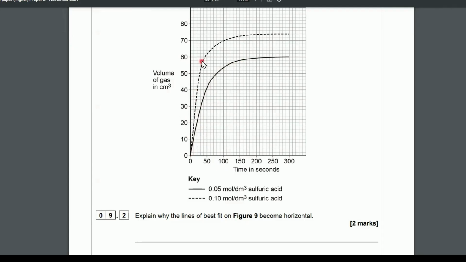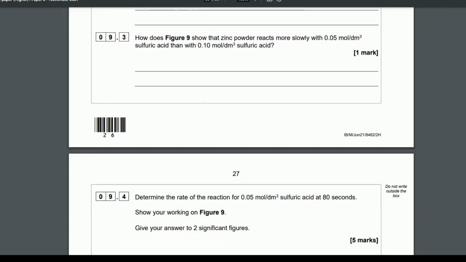So the higher concentration is steeper. So we want to say the line is not as steep, and that would be visually how figure 9 shows. The line is not as steep. They love the word steep in these.